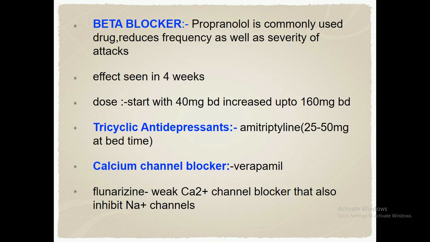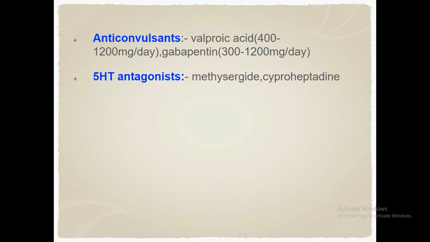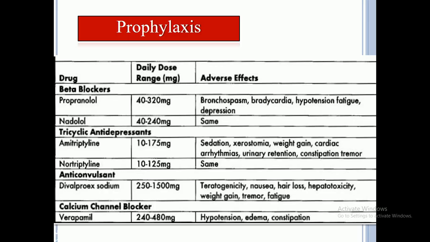Calcium channel blockers, verapamil and flunarizine, a weak calcium channel blocker that can also inhibit sodium channels. Anticonvulsants can be used, like valproic acid at a dose of 400 to 1200 milligram per day. Gabapentin can be used at 300 to 1200 milligram per day. And 5-HT antagonists can be used, like methysergide, and cyproheptadine is also available. So this is prophylaxis, the treatment before the attack.